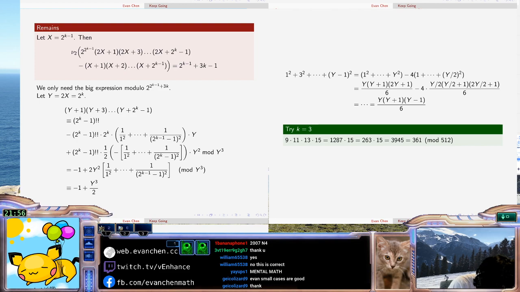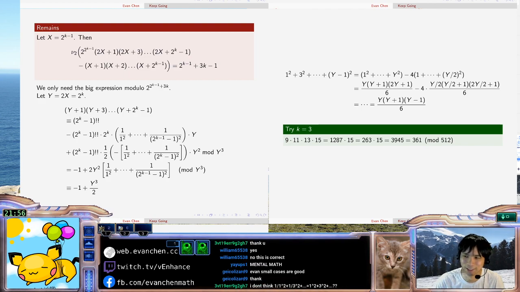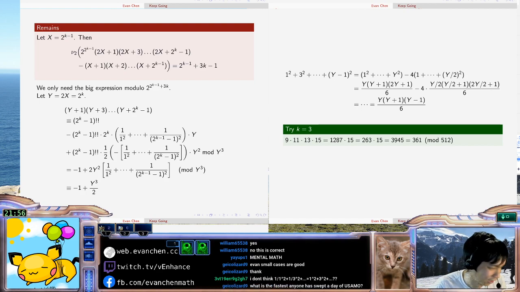Oh wait, okay. I think the problem is that the 2k minus 1 double factorial is not minus 1. It's actually just some double factorial. Because we're taking mod y cubed, so you actually have to keep it double factorial. Okay, so let's keep the double factorial.